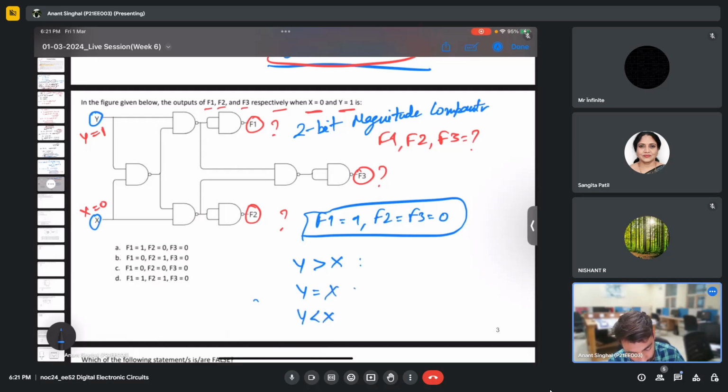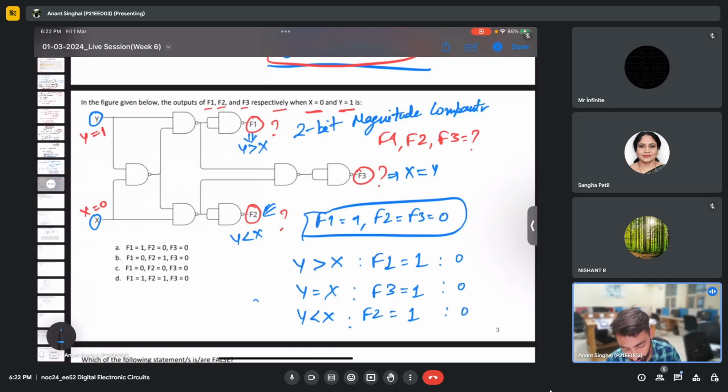When y is greater than x, then F1 will be high. When y equals x, then F3 will be 1, so this is for x equals y. And when y is less than x, F2 is 1. And the rest of the outputs are 0 in each of the cases.